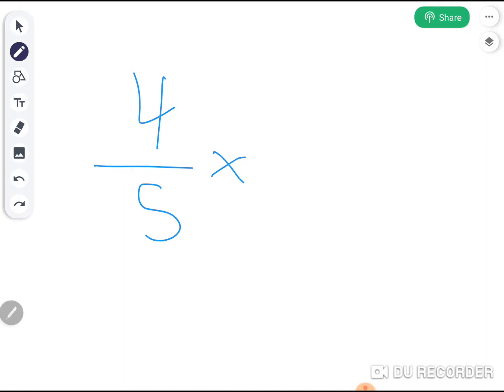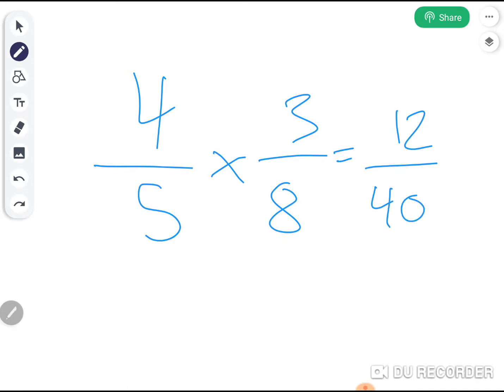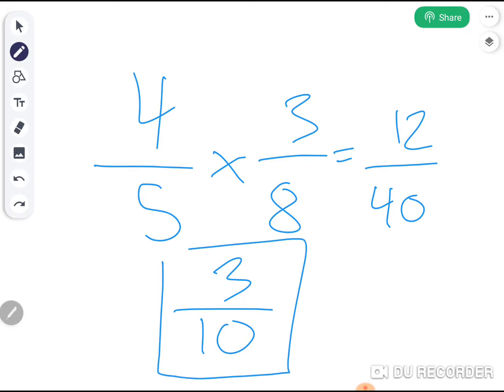Now, let's do another practice problem. So let's go ahead and do 4/5 times 3/8. Now in this case, again, we're just going to multiply the numerator times the numerator and the denominator times the denominator. So 4 times 3 equals 12, and 5 times 8 equals 40. Now in this case, our greatest common factor is going to be 4. So we can divide 12 by 4, and we get 3. And we divide 40 by 4, and we get 10. So our answer this time would be 3/10.